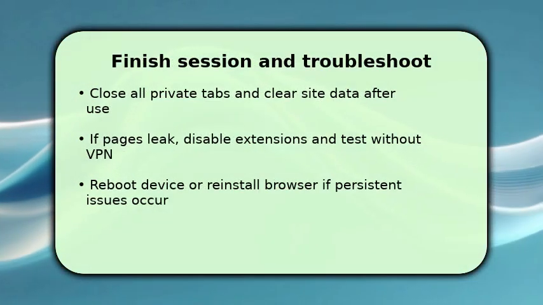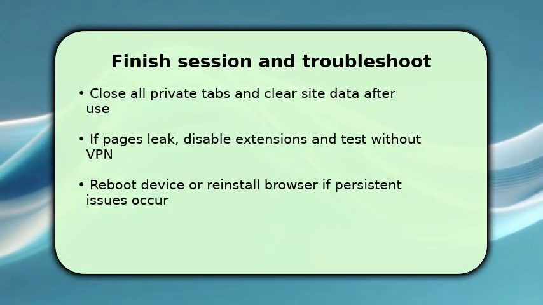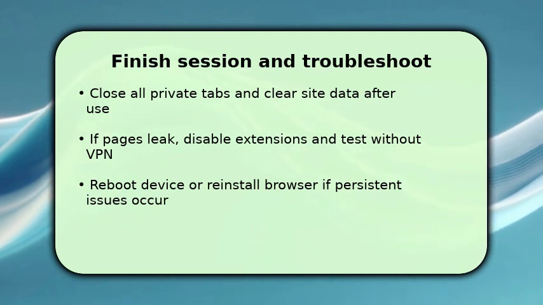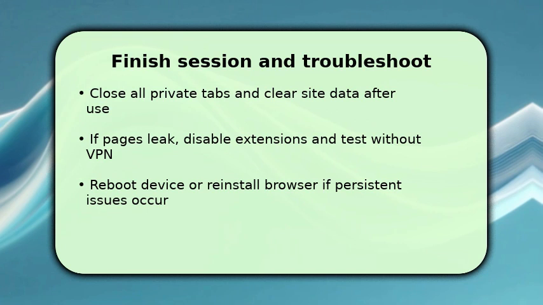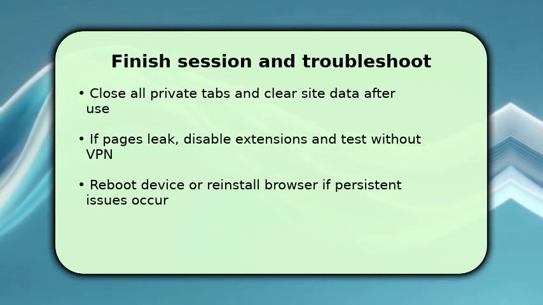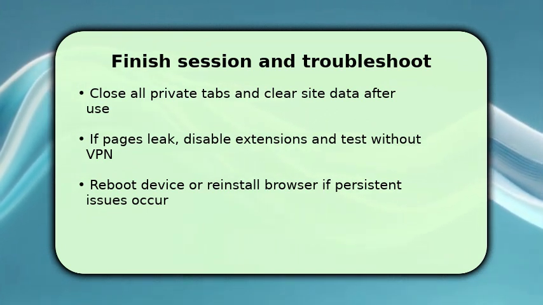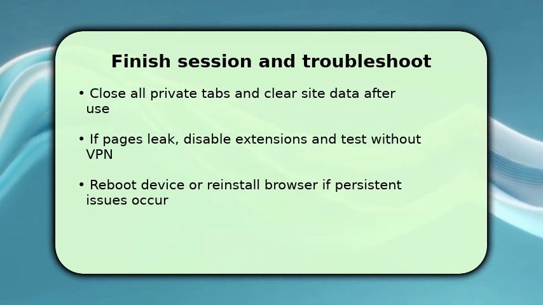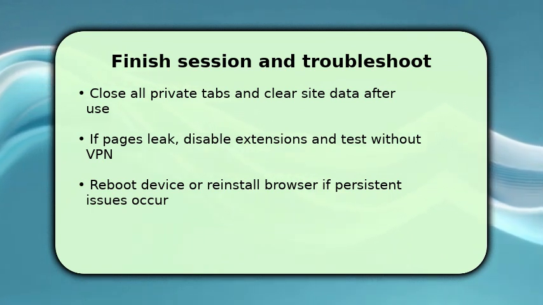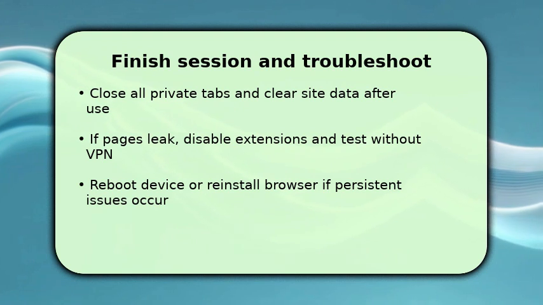To finish, close every private tab and clear site data or history to remove cached items and cookies. This prevents later reuse. If you notice account logins, ads, or personalized content leaking, disable browser extensions or test in safe mode since some add-ons can expose data. Make sure the VPN is connected if you expected IP masking.